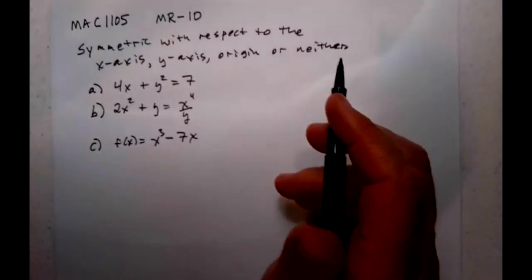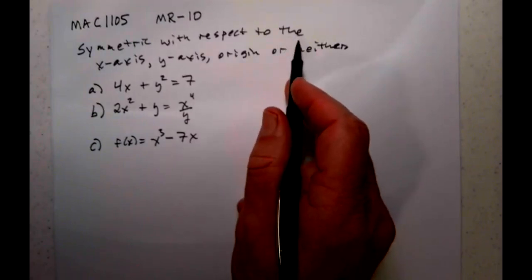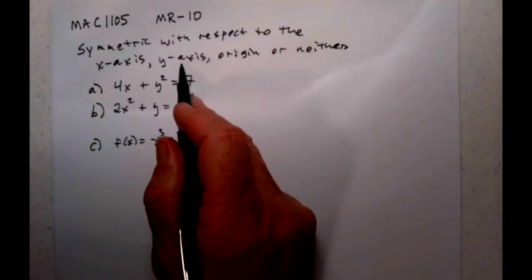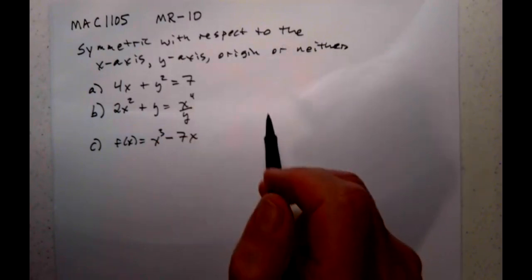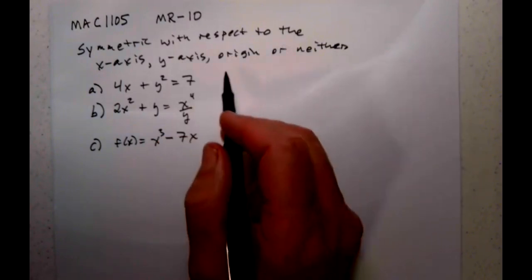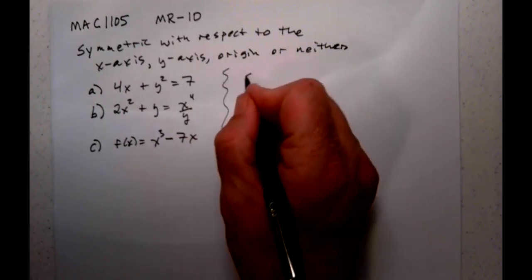This question asks us to determine if the following are symmetric with respect to the x-axis, symmetric with respect to the y-axis, symmetric with respect to the origin, or none of those, or neither. So let's remember our idea in terms of how we test this.